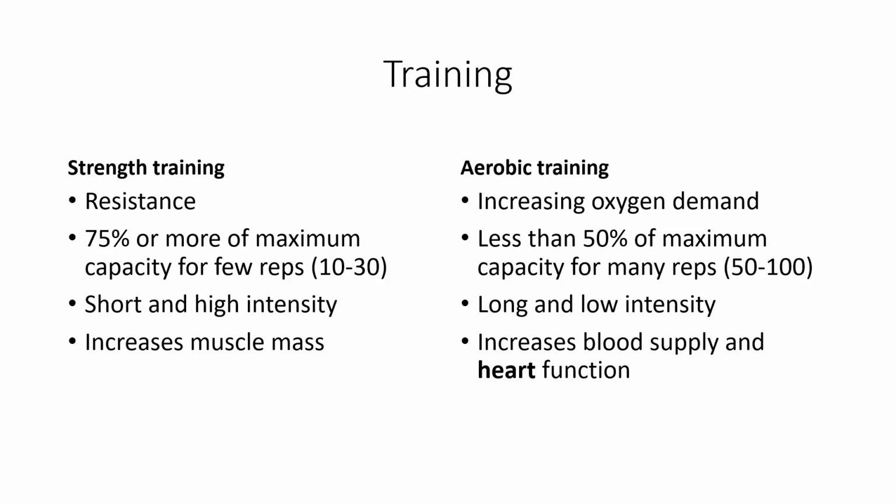Aerobic training, on the other hand, is talking about increasing the oxygen demand. An aerobic trainer wants to increase the number of mitochondria per cell, wants to increase the amount of myoglobin per cell, wants to increase the vascularization of each muscle, and is going to be doing less than 50% of their maximum capacity for many reps. Long exercise, low intensity exercise, increasing the blood supply and increasing cardiac function because it's about oxygen delivery, not about muscle mass, about oxygen delivery for your aerobic training.